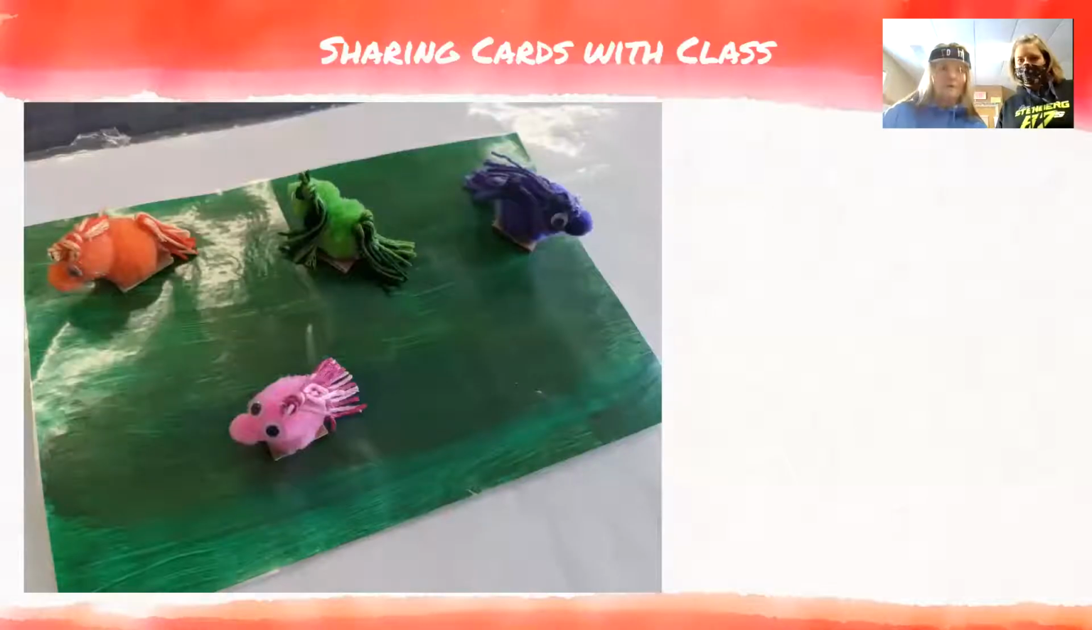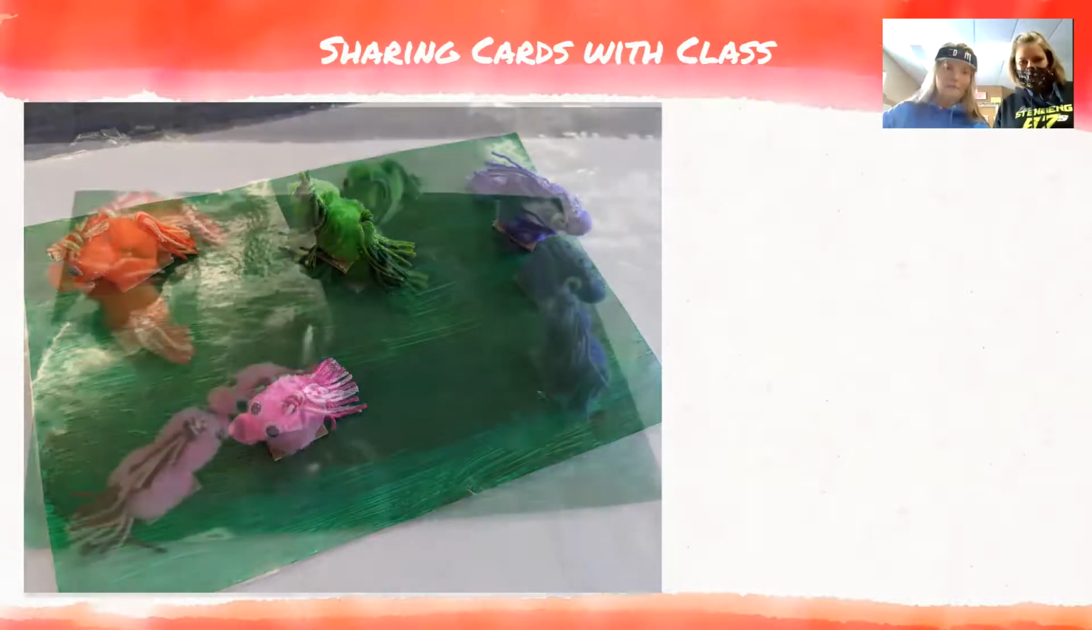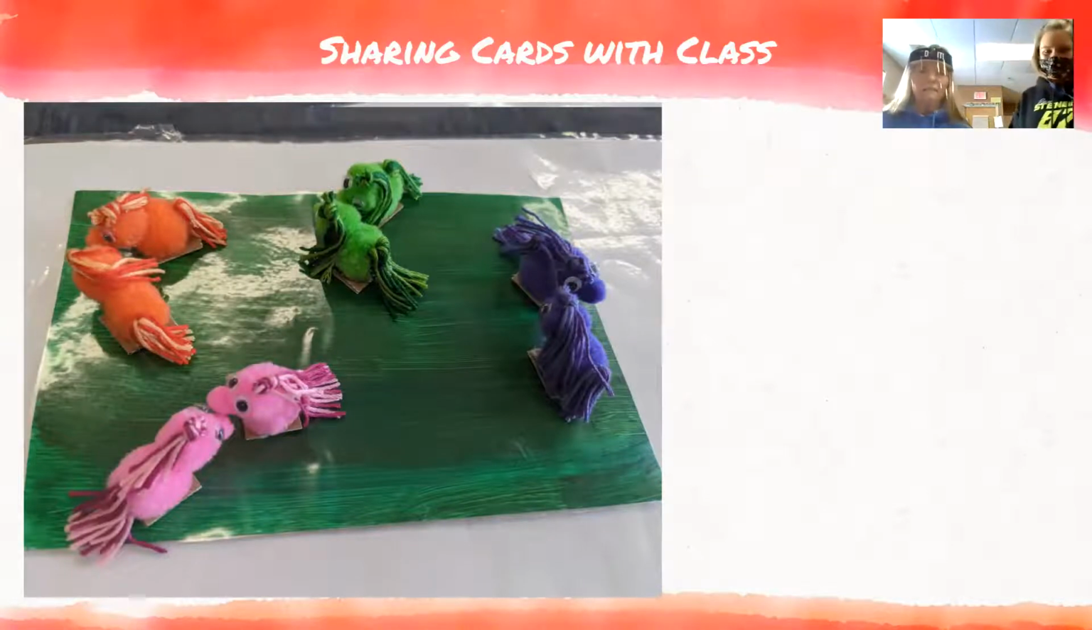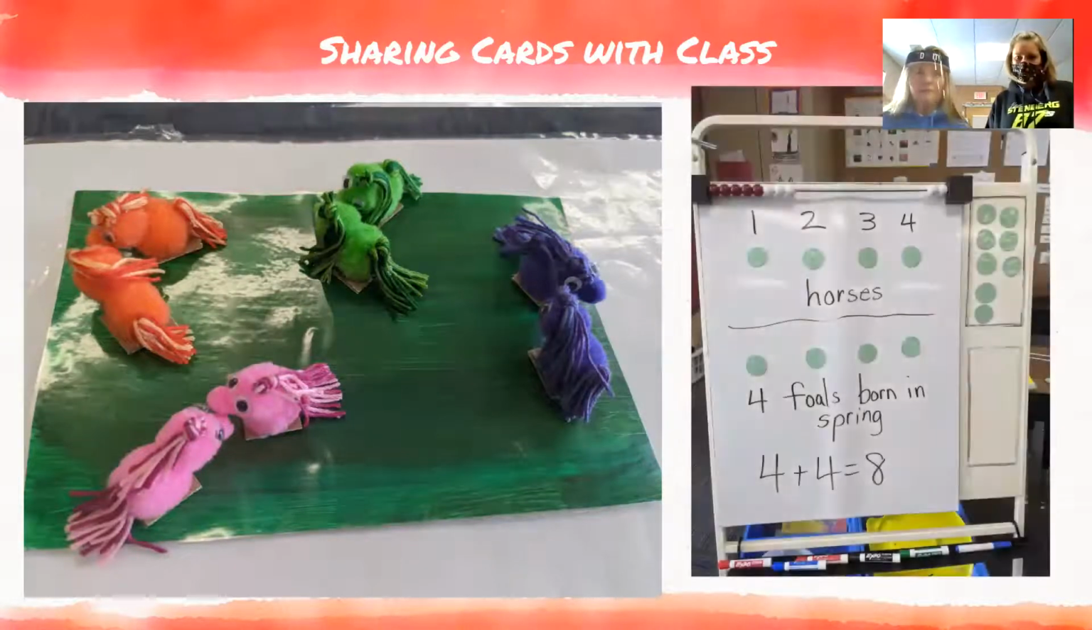So this family lives on a farm, and they've got this awesome field, and they have horses. And take a look at the detail that went into those horses. It was amazing. Yep, they have 4 horses out in the field. So we decided, in the spring, we talked about seasons a little bit, and you could correlate this to a unit on the farm, because babies are born in the spring on a farm, and each horse had a foal.